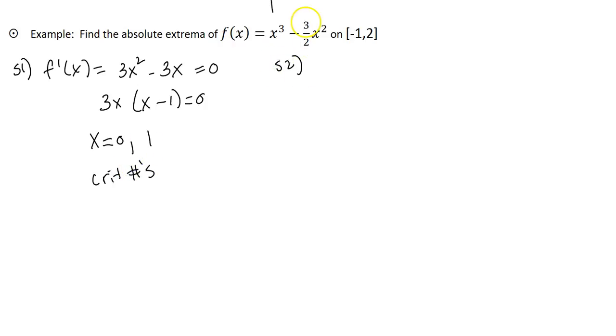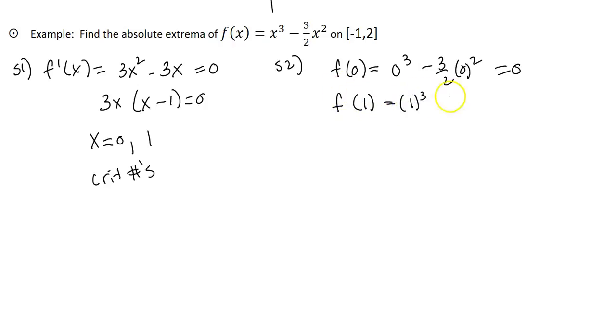So step 2, we're going to plug those in. f of 0 would be 0 cubed minus 3 halves times 0 squared, so that's 0. f of 1 would be 1 cubed minus 3 halves times 1 squared, so that's 1 minus 3 halves, or negative 1 half. That was step 2.